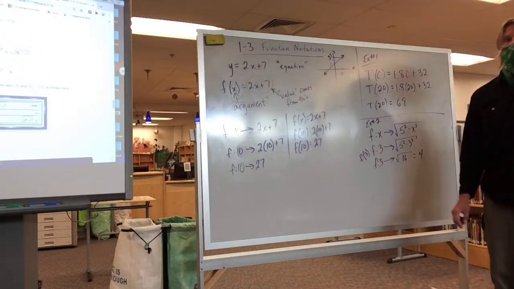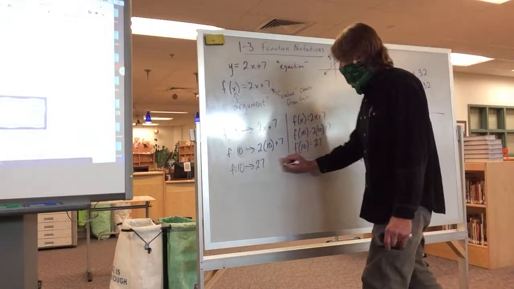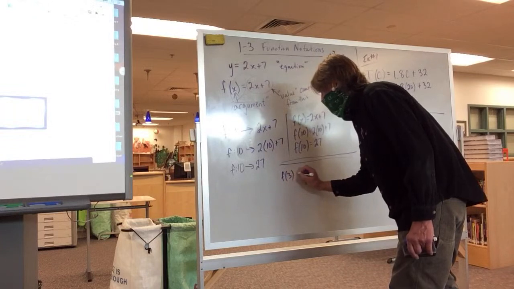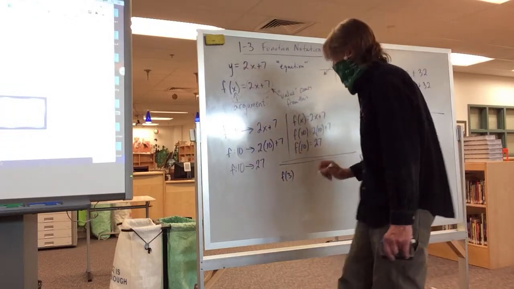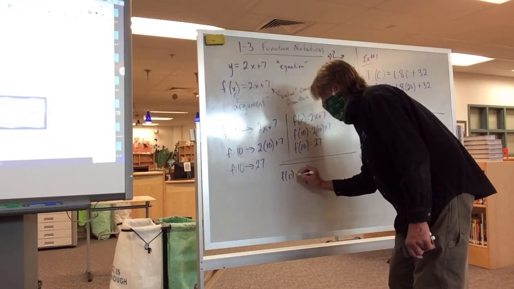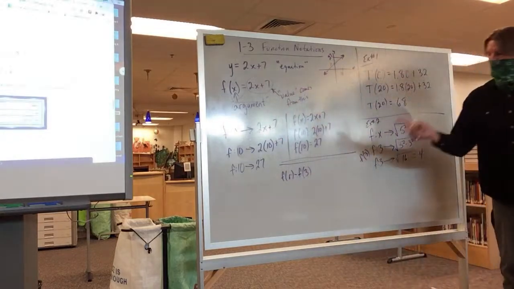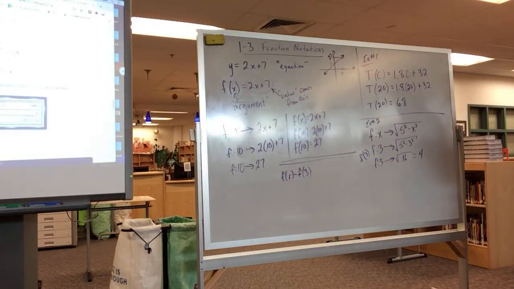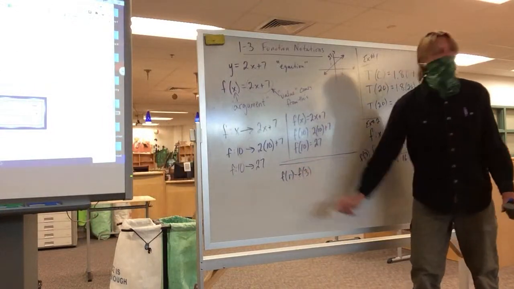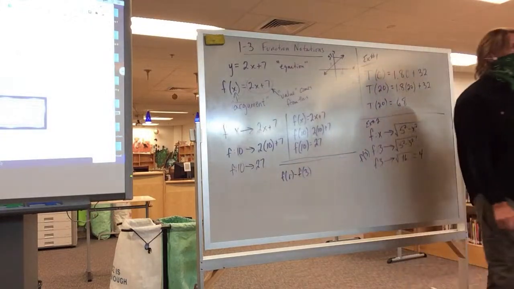But then, when we evaluate f of r minus f of 3, we have to look at that and think of order of operations. You have to do everything in the function evaluated at r before you subtract the function evaluated at 3.